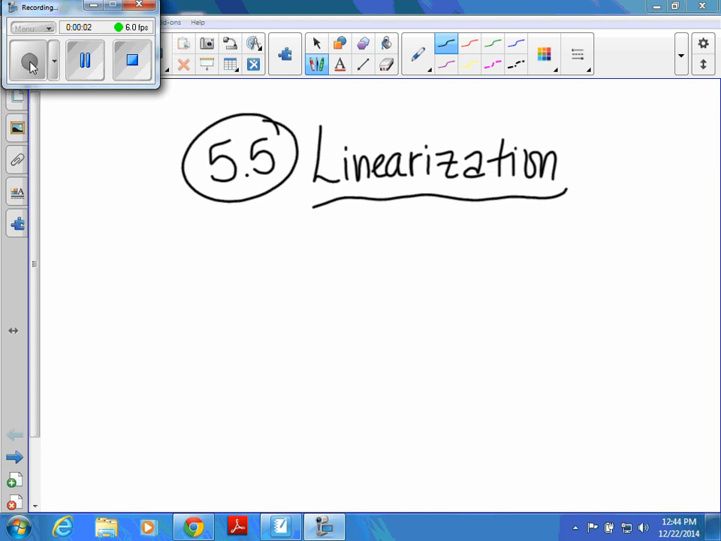Okay, today we are going to learn 5.5 linearization. I thought we were doing 5.4. So here's the formula.